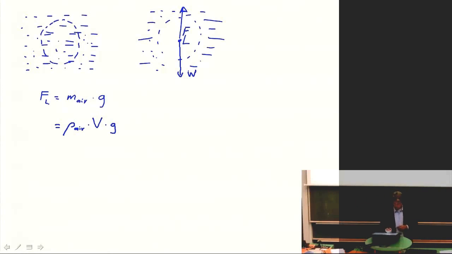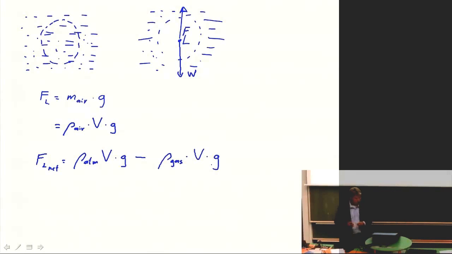And this would be again rho, let's call it rho of the atmosphere, times the volume times g, minus rho of the gas times the volume times g. So here we see indeed a difference in density causing the lift. We could rewrite this by saying we have rho of the atmosphere times the volume times g times 1 minus rho gas divided by rho atmosphere.